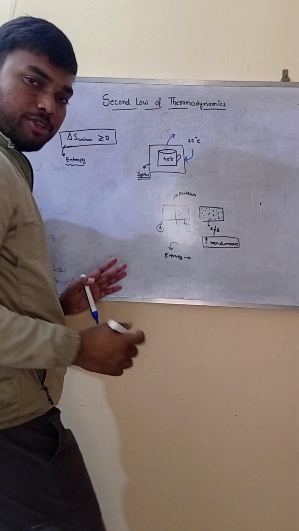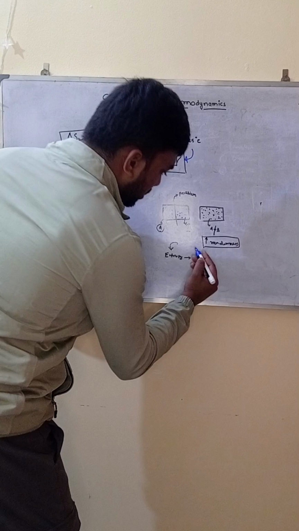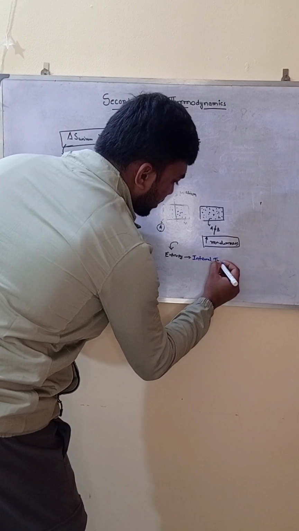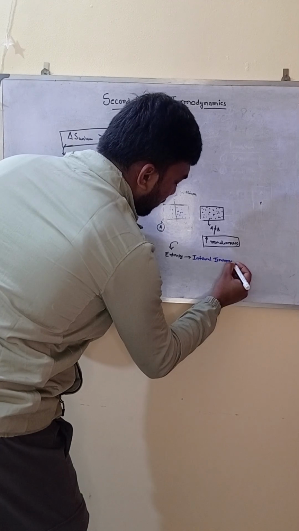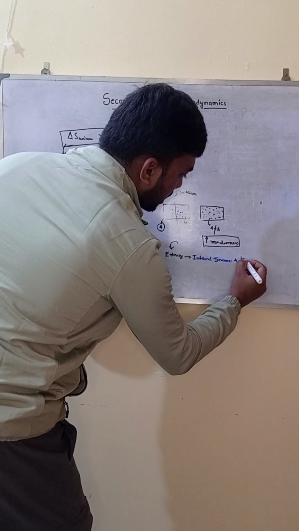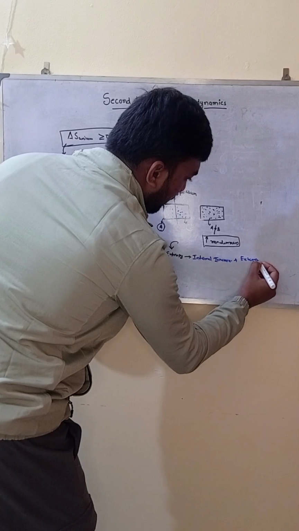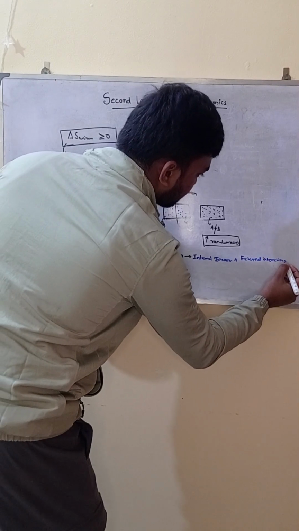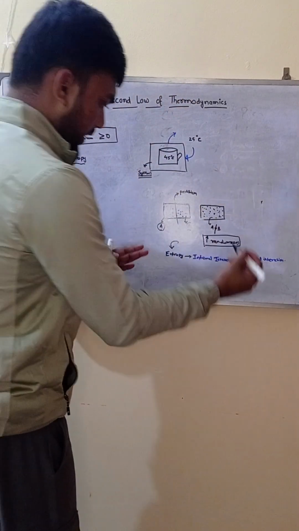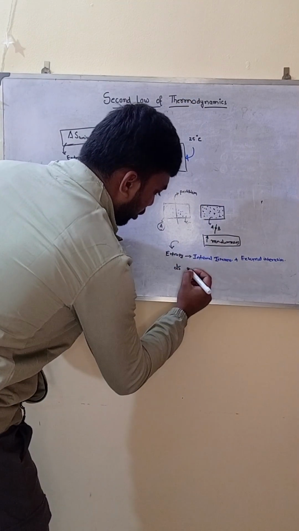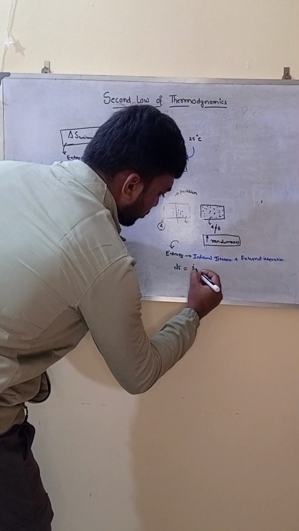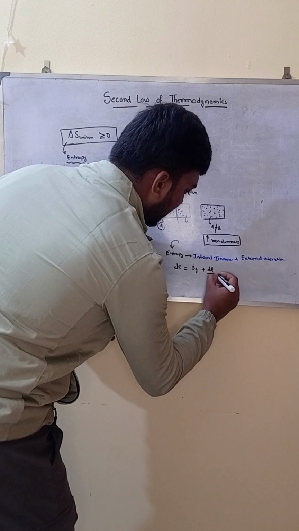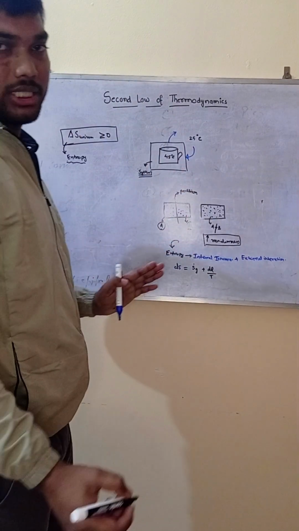Basically this entropy is a combination of two things. First is internal irreversibility, and another one is external interaction. So we can write it as dS for entropy equals S dot g for internal irreversibility, plus dQ upon T for external interaction.